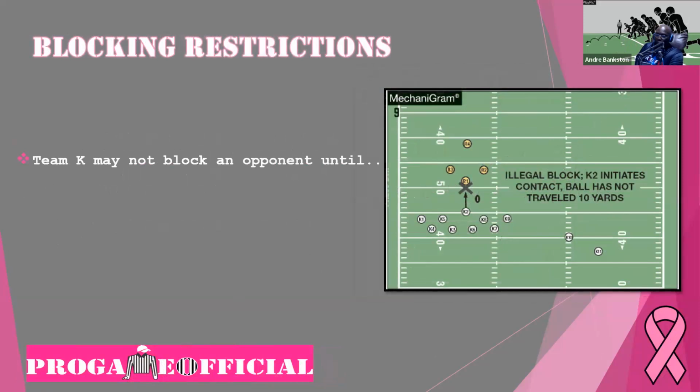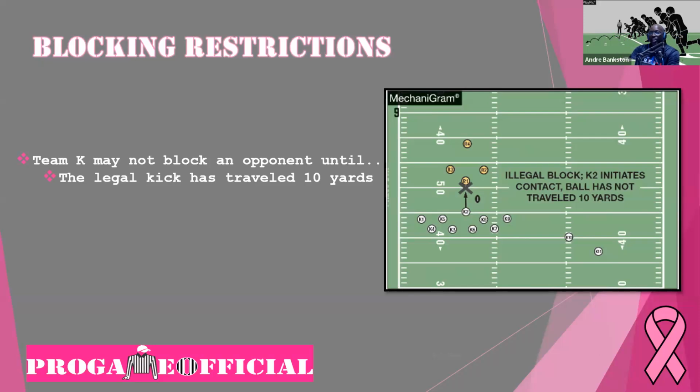And again, let's talk about the blocking restrictions. Team K may not block an opponent until the kick has traveled 10 yards. So, in other words, if R steps into the neutral zone, as long as R is not initiating the block, let's say it's an onside kick, and the ball is still within that neutral zone, and a K player goes past the ball and blocks an R player, that's a 10-yard penalty from the previous spot for illegal blocking, because K cannot touch R until they're legally able to recover the ball.